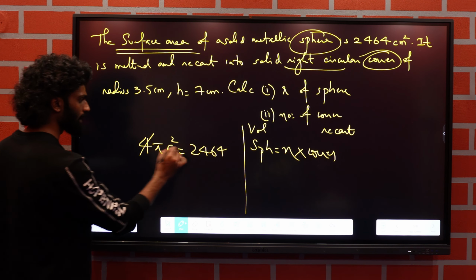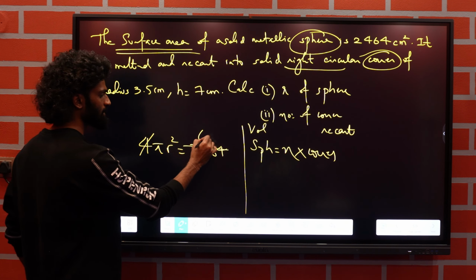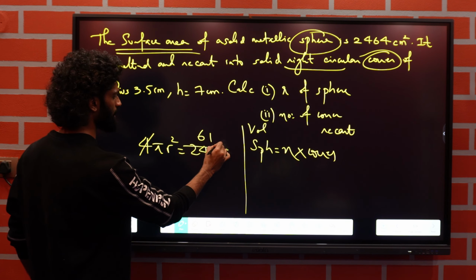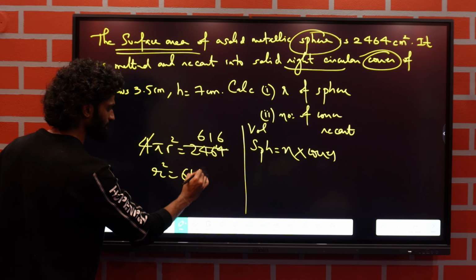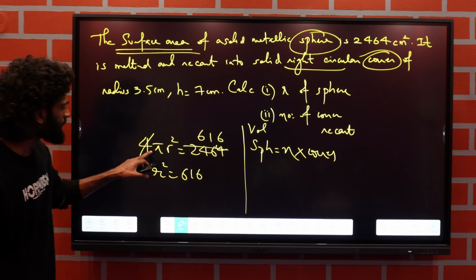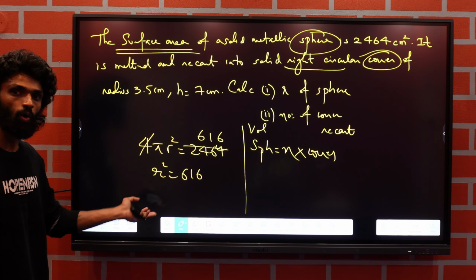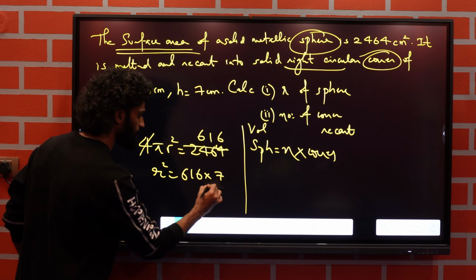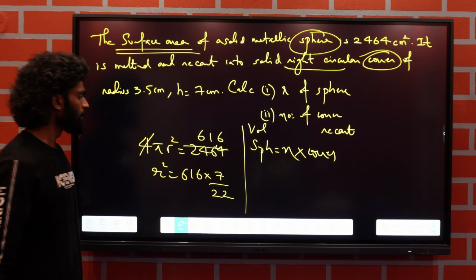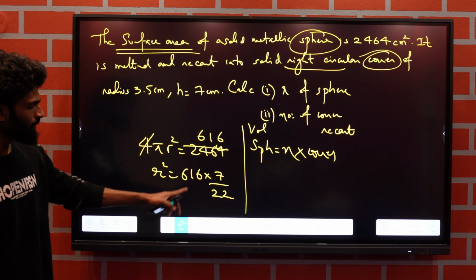So first of all, 4 gets cancelled. 4 times 6 is 24, 4 times 1 and 4 times 616. So r square equals 616. Now careful. The 22 by 7 on the left hand side goes to the RHS, flips basically, becomes 7 by 22. Cool. Now obviously I think 22 and 616 is possible.